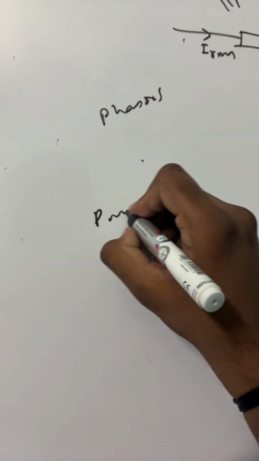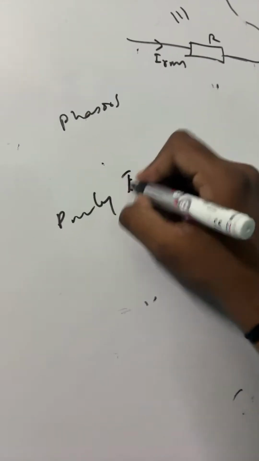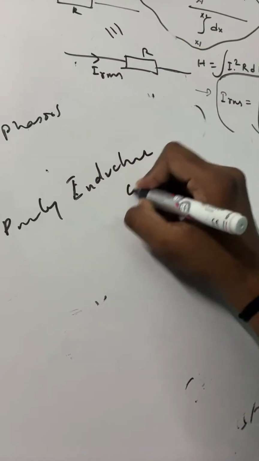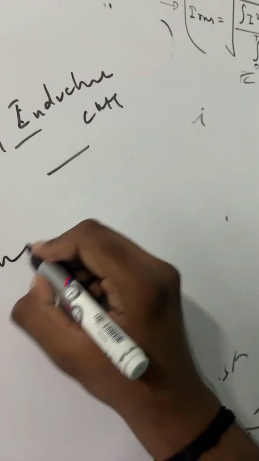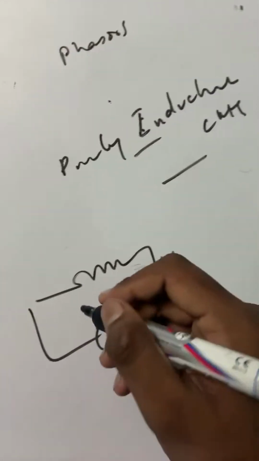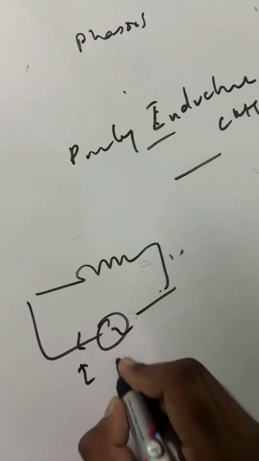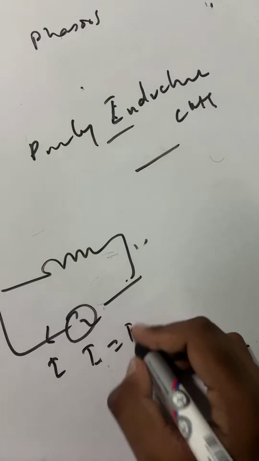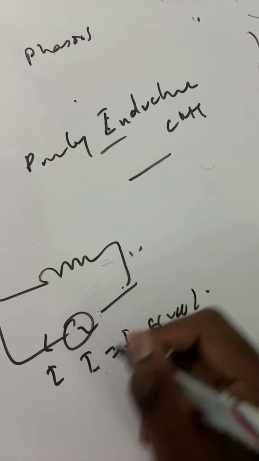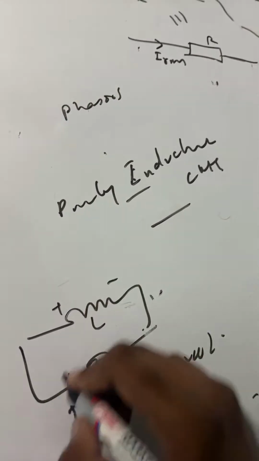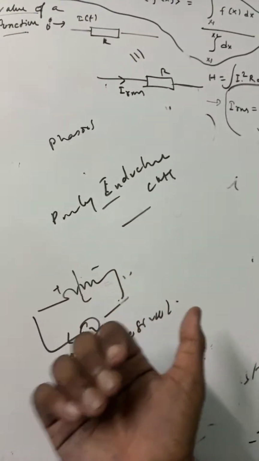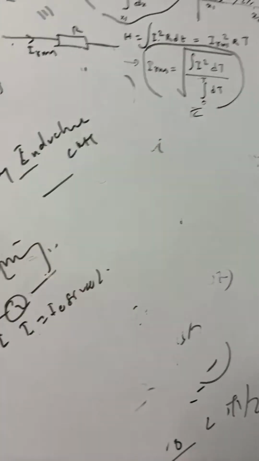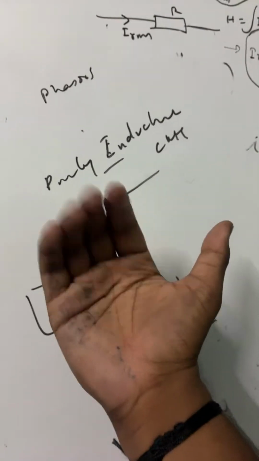Let's try purely inductive circuits. So draw an inductor and a voltage source. Take current I equals I naught sine omega t, L positive negative, it is going like this. So the magnetic field is like this, right? So it's coming out, so a dot.